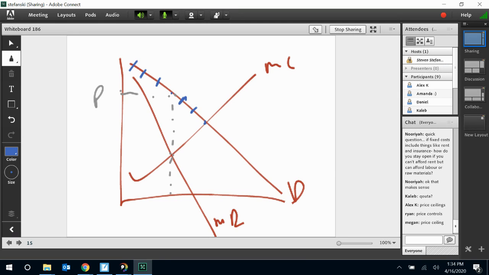Now, other than that, being able to tell us what a monopoly looks like, what perfectly competitive looks like graphically, being able to explain what you're looking at, those are essentially what you'll need to know for this test. And we have, believe it or not, we don't have that much more.